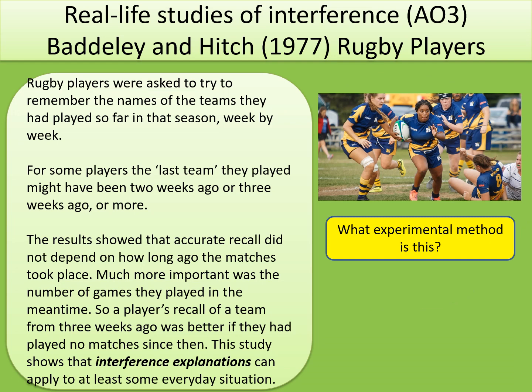But there is one real life study of interference, which is a good one, and it's about rugby players. They got rugby players to remember the names of the teams they had played in that season week by week. And for some people, they'd played every single match, and for some people they hadn't, because maybe they'd been injured, or gone to their kid's birthday party or whatever.